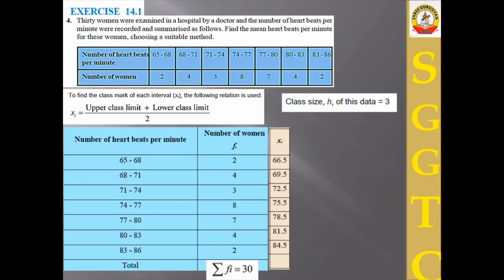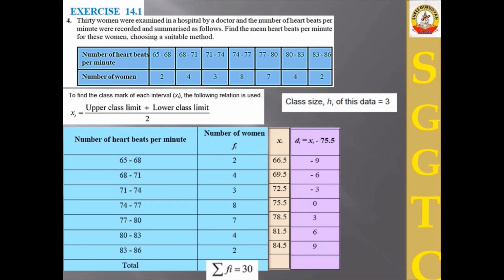So first of all, the class mark, 65 plus 68, both added, divided by 2, we get 66.5. 68 plus 71 divided by 2, 69.5. 71 plus 74 divided by 2, 72.5. Same, moving ahead. Now listen to the question. xi is a total of 7 values, 1, 2, 3, 4, 5, 6, 7. What is the center? Yes, the center is 75.5, and that I take as the assumed mean. And calculate, 66.5 minus 75.5 becomes minus 9. Second, 69.5 minus 75.5 becomes minus 6. Same, 72.5 minus 75.5 becomes minus 3.